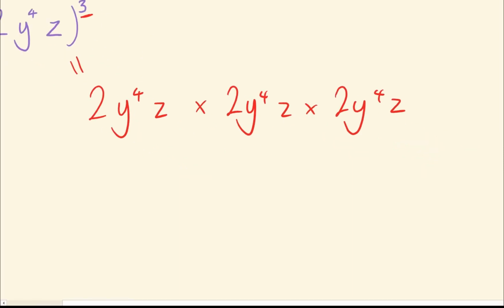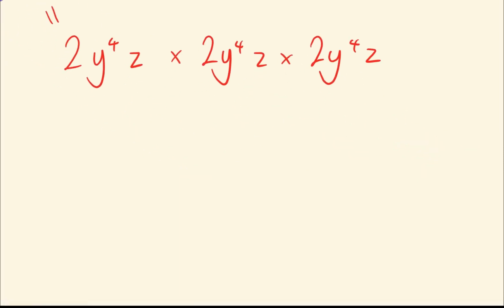And then just as we said before, we're going to do each number and letter separately. So first the numbers, 2 times 2 times 2. 2 times 2 is 4, times 2 again is 8. Next the y's. Here we add the powers, so we do 4 plus 4 plus 4, which is 12. So it'll be 8y to the power of 12.